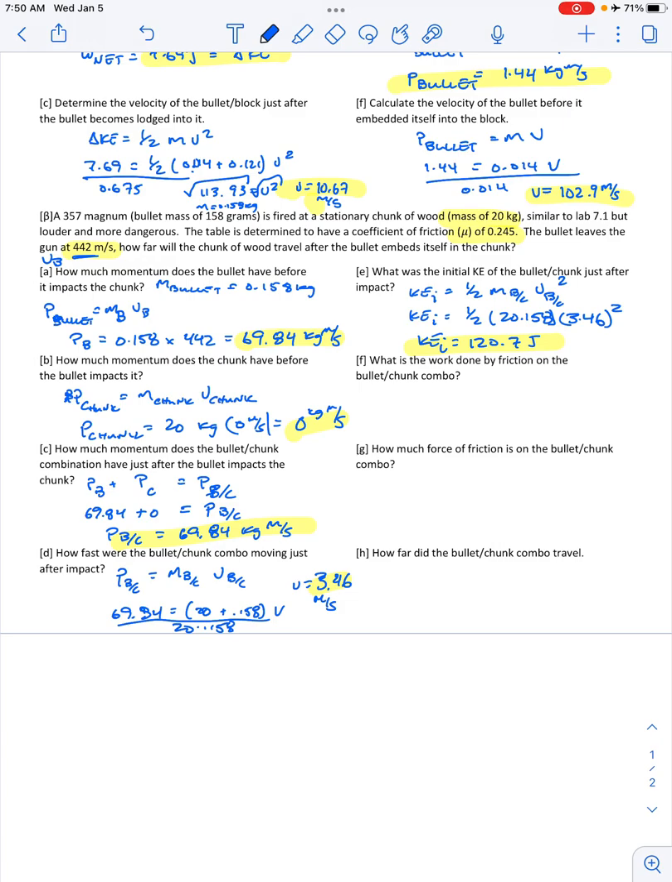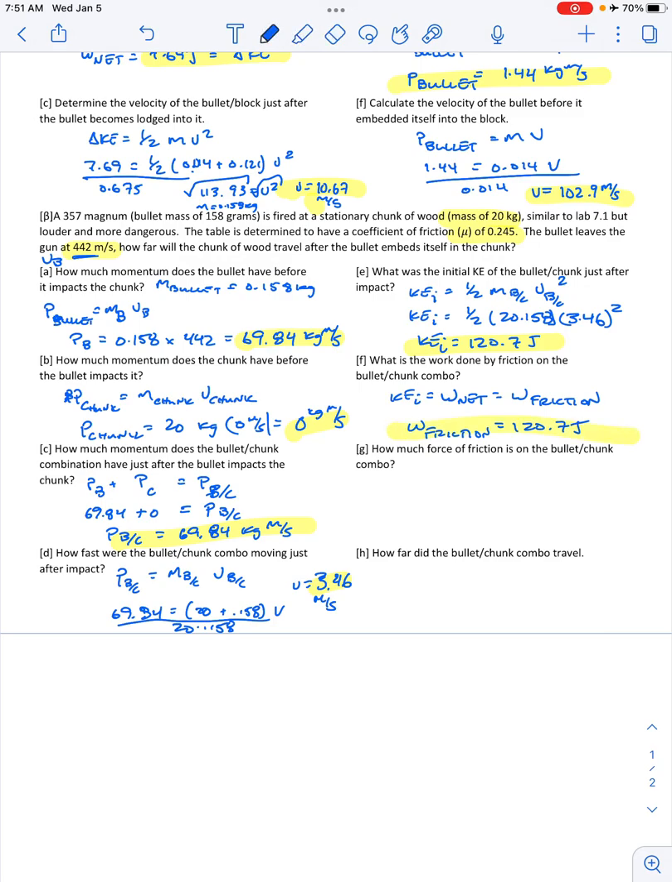What is the work done by friction on this? Well, the nice thing is that there is no other work being done other than friction to slow this thing down to a stop. So our KEI equals our net work, which equals our work from friction. They're all the same, right? So our work from friction here equals 120.7 joules.